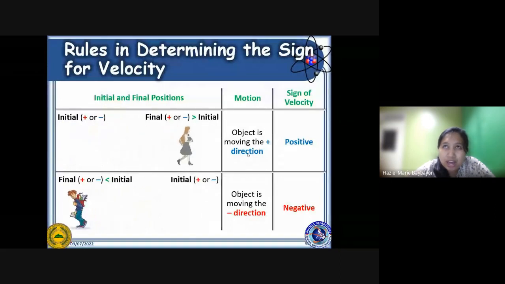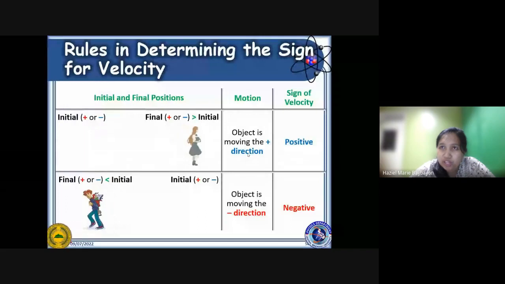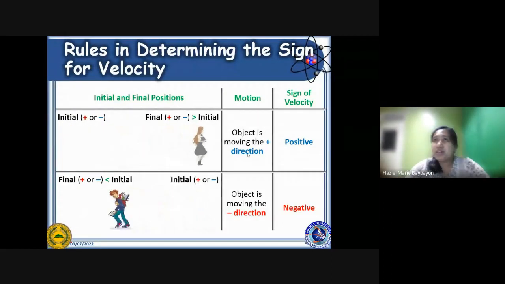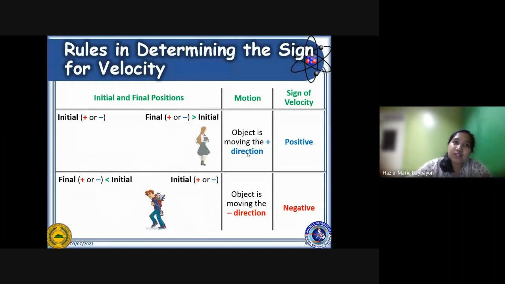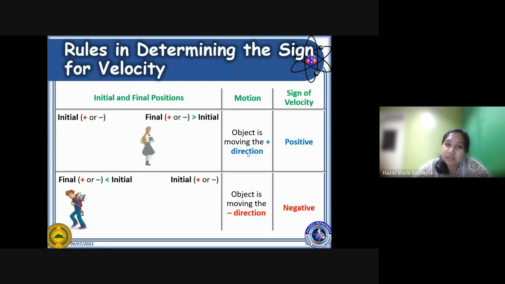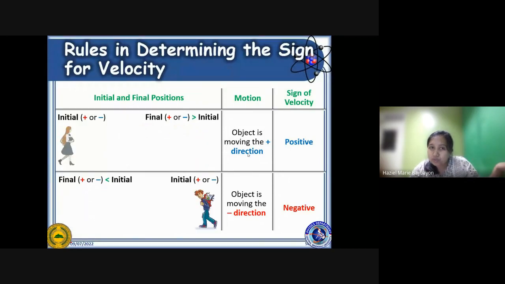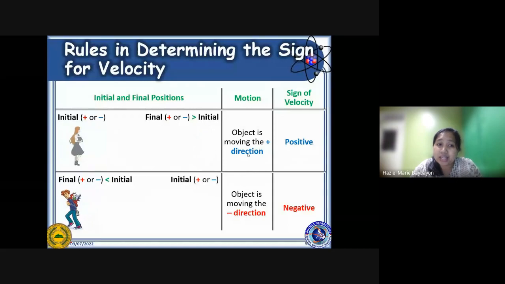Okay, so it is easy, class, if you look at the displacement. If the object is moving to the right, then it has a positive displacement, so it also has a positive velocity. Now, if the object is moving to the left, it has a negative displacement and it also has a negative velocity. Okay, so just remember that.